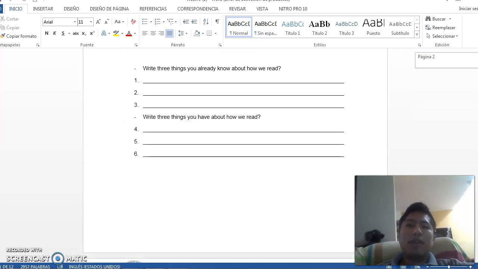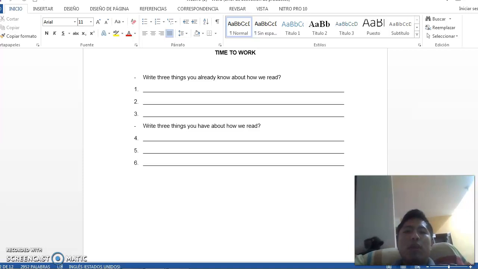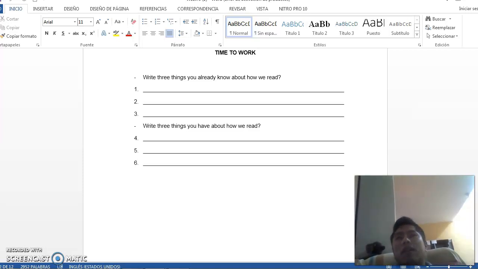So here you have an exercise that says write 3 things you already know about how we read. Maybe you previously knew about scanning and skimming. You can write about it. You have previous knowledge about it. Here it says 3 things you know about how we read, so the skills. Maybe you know about predicting and you're applying predicting in your reading exercises in Spanish or English, it doesn't matter, and you can write. Because most of the time we apply reading techniques, but the problem is that we don't know the name of the specific reading strategy. So in this class we are going to reinforce that.